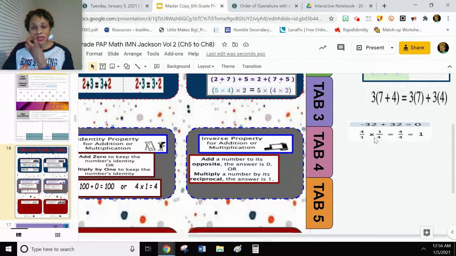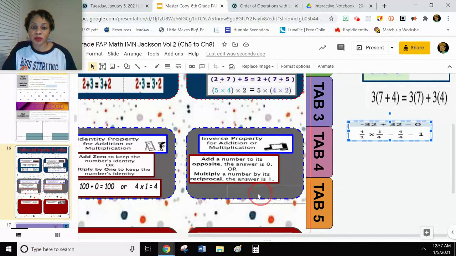4 over 1 times 1 over 4 will give me just 1, if you multiply me times my reciprocal. So that's the inverse property, okay? You're going to think about that film, inverse property.